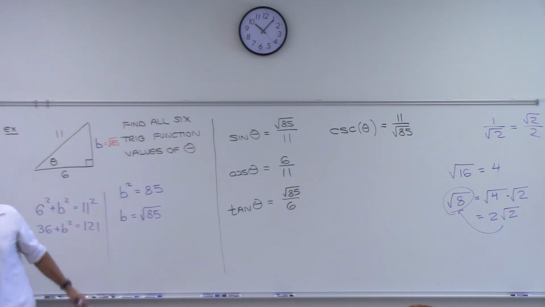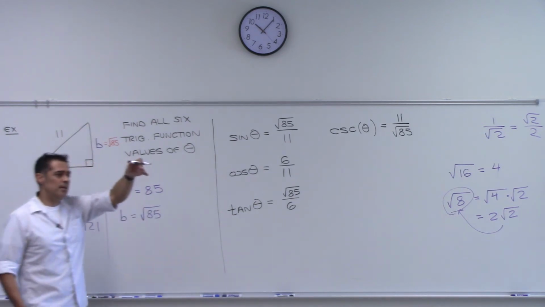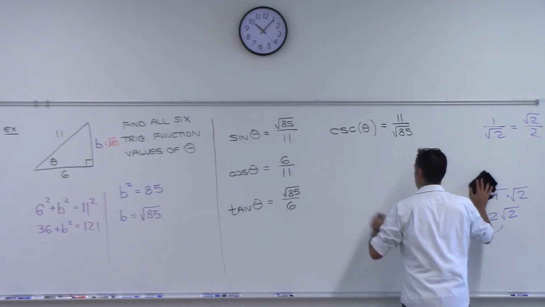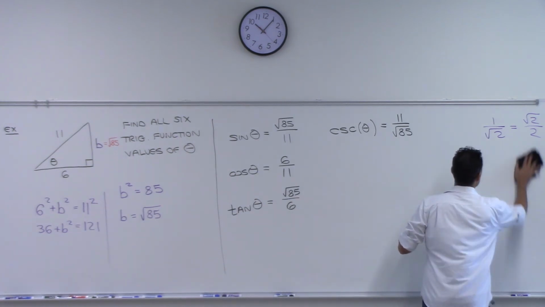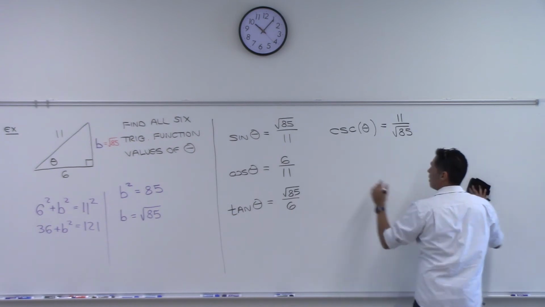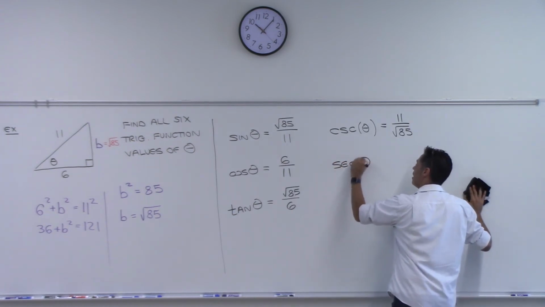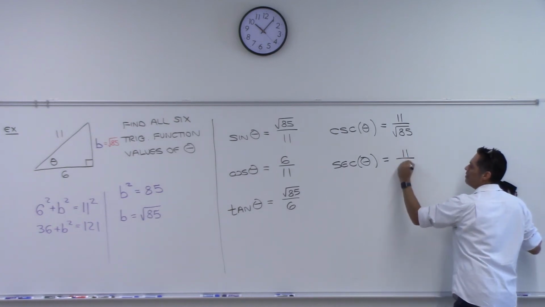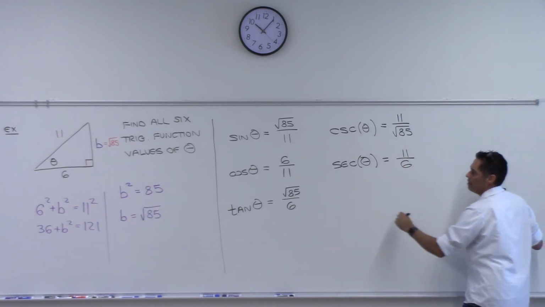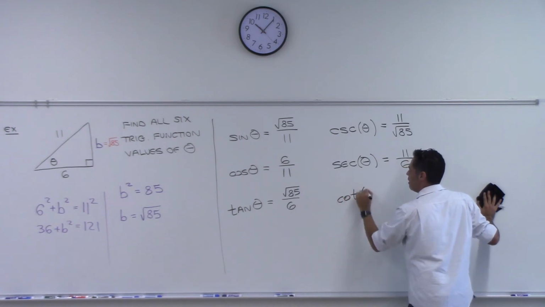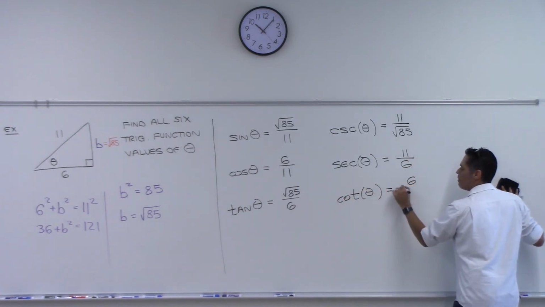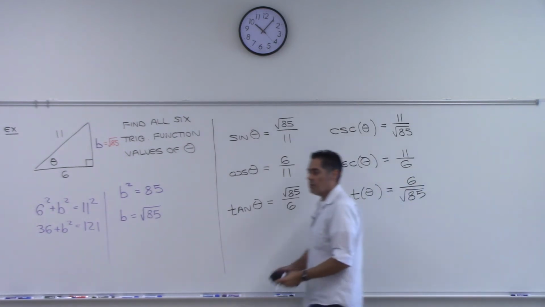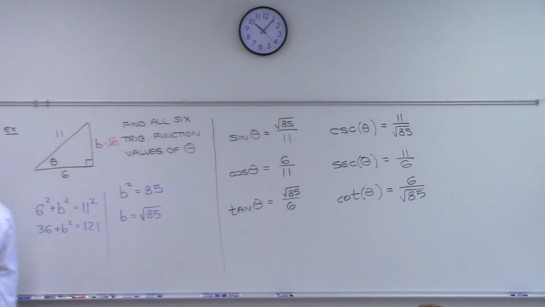All right. What's the next trig function that you want to give me here? Reciprocal of cosine? What do we call that one? Secant. So secant of theta is 11 over 6, right? We're just flipping those fractions over. That's all we're doing. And last one, cotangent theta, 6 over root 85. There we go. Those are all of the 6 trig function values.